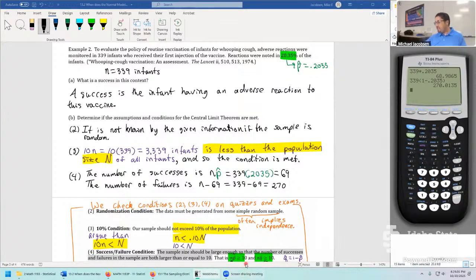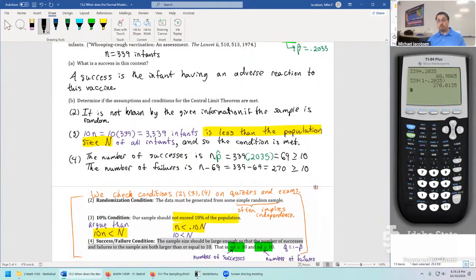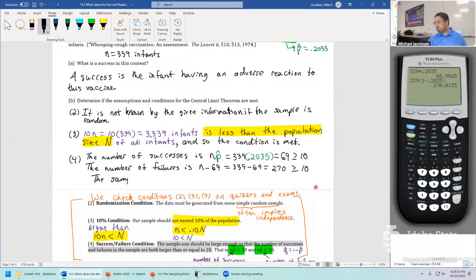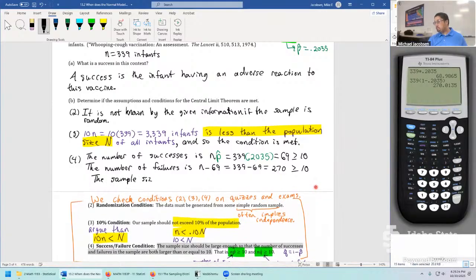What do we have to check? That they're both greater than or equal to 10. Let's put those inequalities there. Even though it looks kind of funny, it's just a reminder. This is the benchmark that we had to hit. 69 is definitely greater than or equal to 10, and so is 270. And so, since both of those are satisfied, the sample size is large enough.